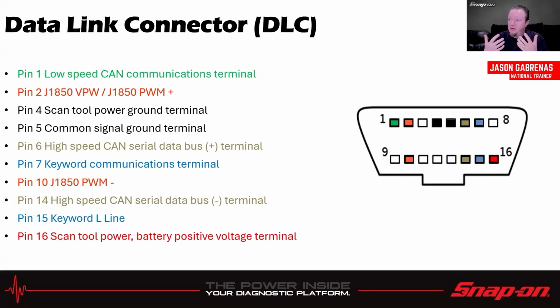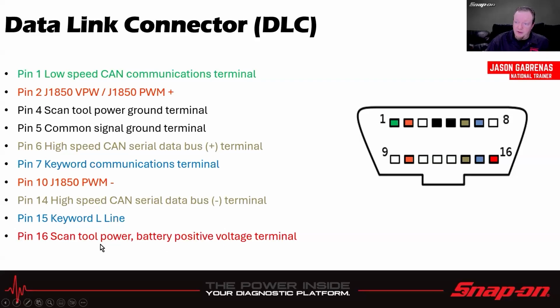Now, one of the more convenient places to test your networks is going to be your data link connector, right? So it's right there. It's under the dash, easy enough to get to. And there are some standardized places where these networks need to terminate. So pin 1 is often used for low-speed CAN communication, single-wire CAN. Pin 2 is J1850 variable pulse width or J1850 pulse width modulated positive side, and then negative sides on pin 10. Pin 4 and 5 are always ground. Pin 16 is always power.